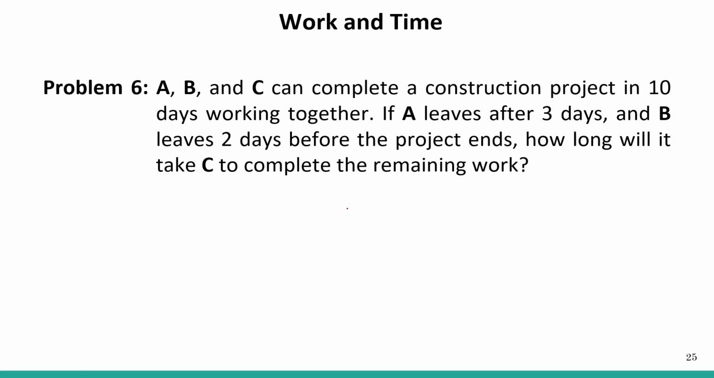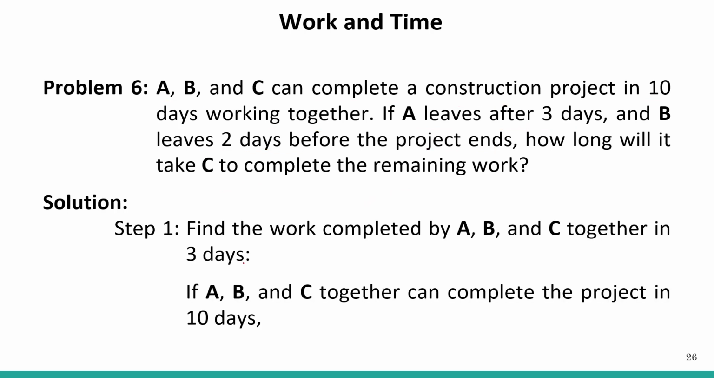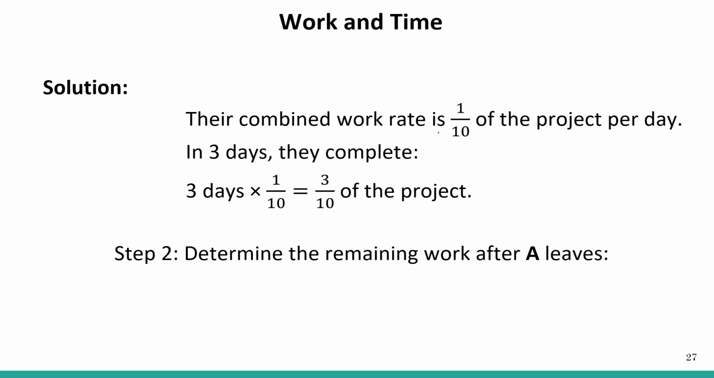So let's see problem number 6. If A, B and C can complete a construction project in 10 days working together, A leaves after 3 days and B leaves 2 days before the project ends, how long will it take C to complete the remaining work? So the algebraic equation involved here is, ABC together can complete the project in 10 days. This is given data, so their combined work rate is 1 by 10.